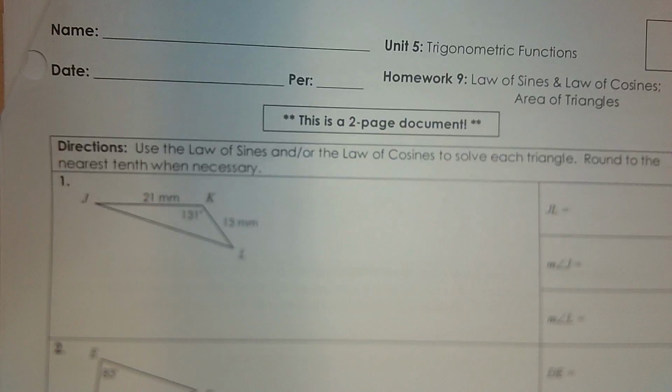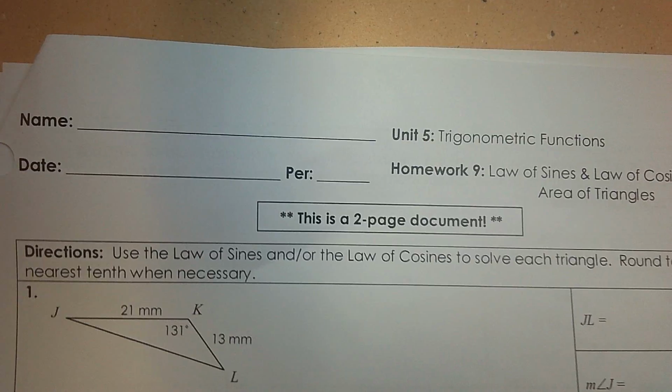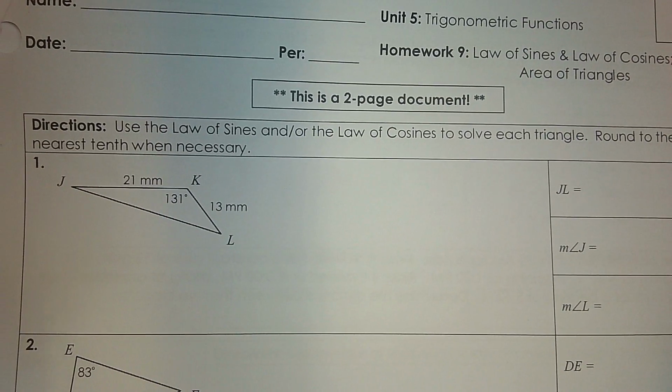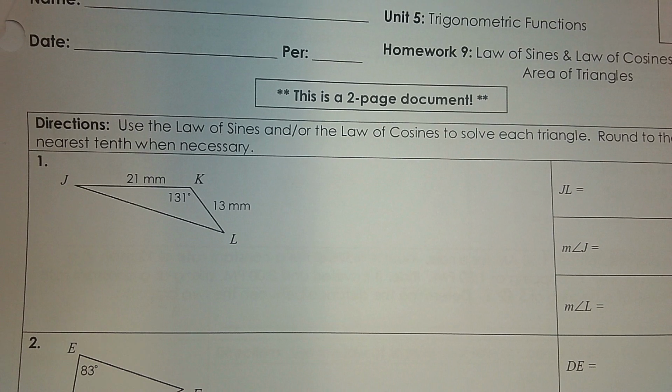All right, here's your homework for area of a triangle. So you have a side angle side. Oh no, this is first. This side is actually practicing the law of sines and cosines.